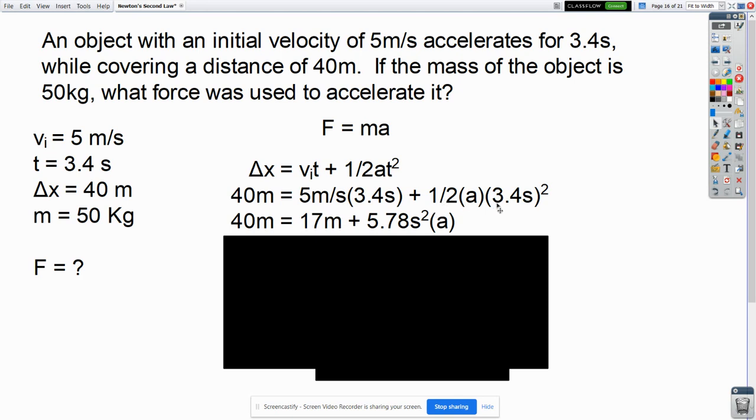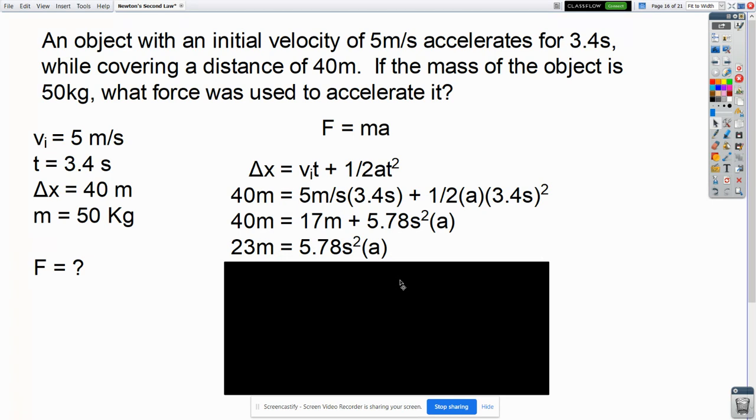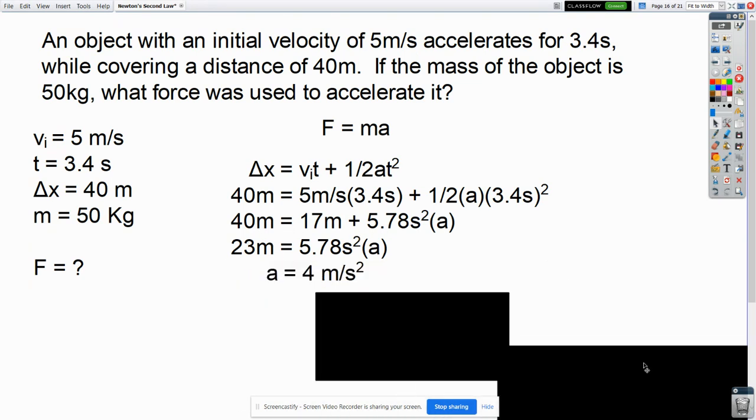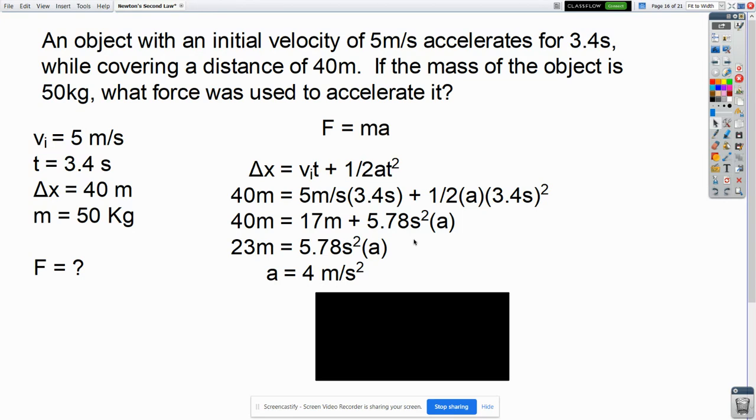1/2 times 3.4 squared is 5.78. The seconds do end up squared times A. So simplified, now I can solve. I'll subtract 17 from both sides first. That gives me 23 meters equals 5.78 seconds squared times A. And then I'll divide both sides by the 5.78 seconds squared. 23 divided by 5.78 is 4 meters divided by seconds squared.